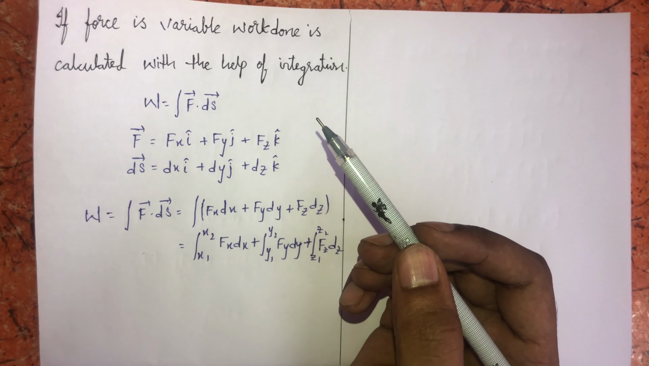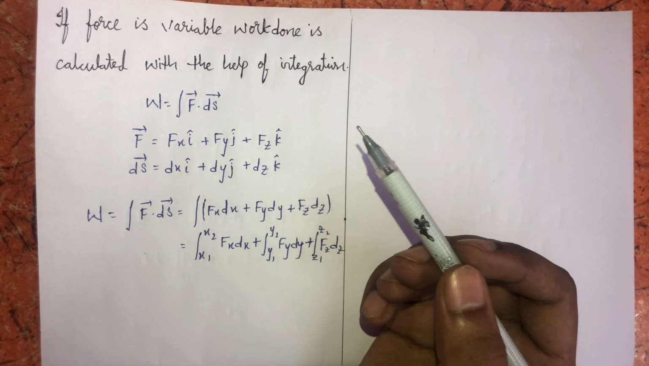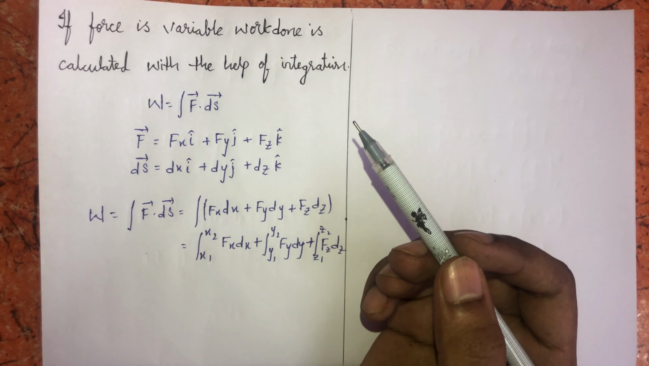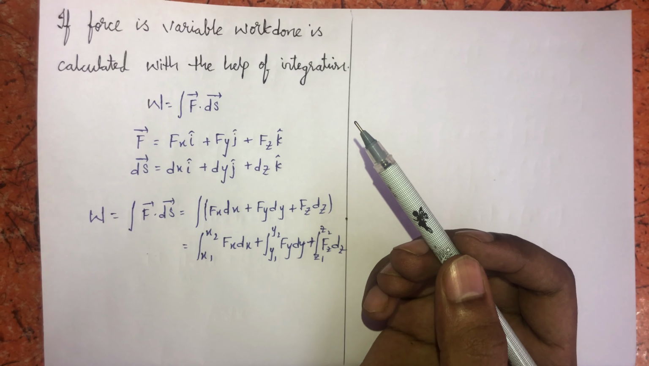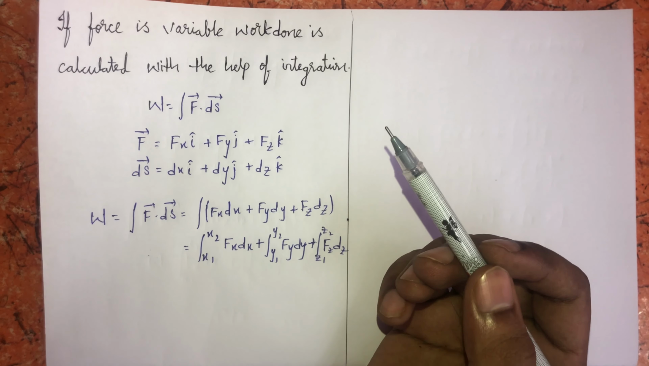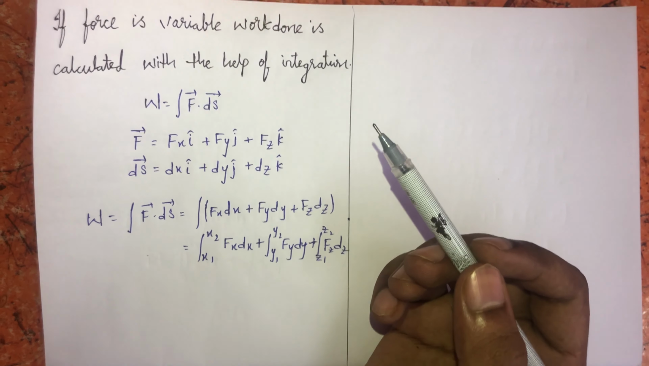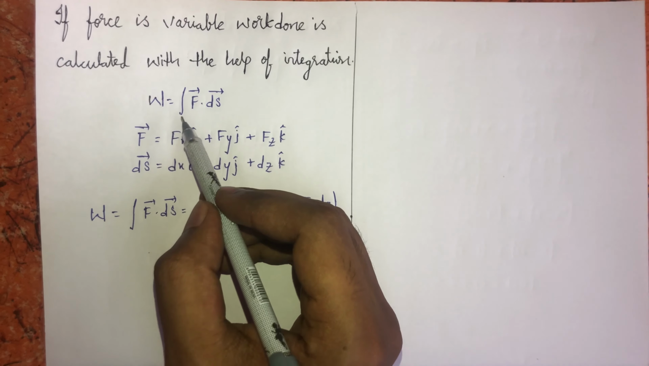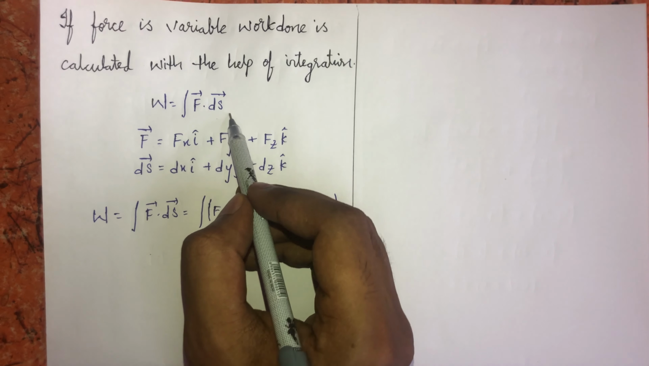Today I am going to explain how to calculate the work done if the variable force is given. Work done is calculated with the help of integration when the variable force is given. So work done will be equal to the integration of F dot ds.